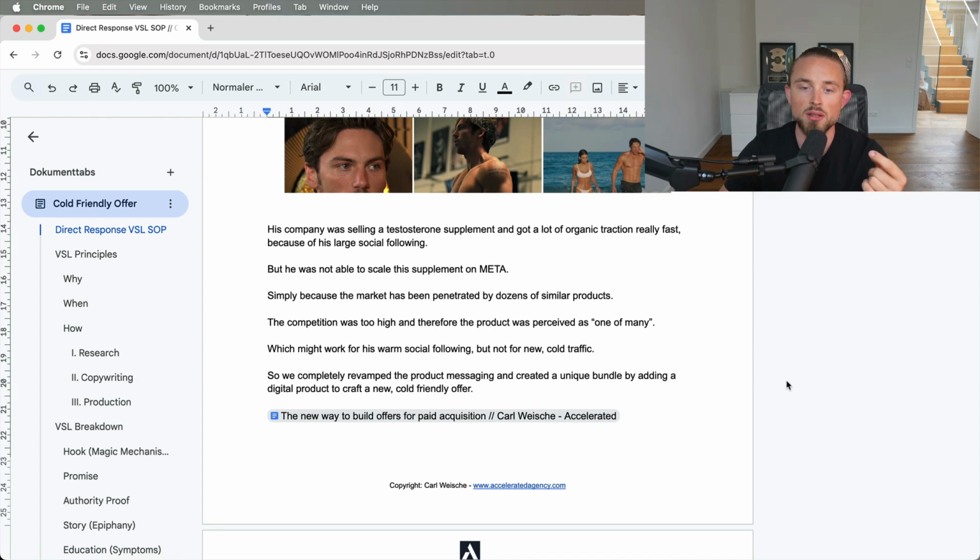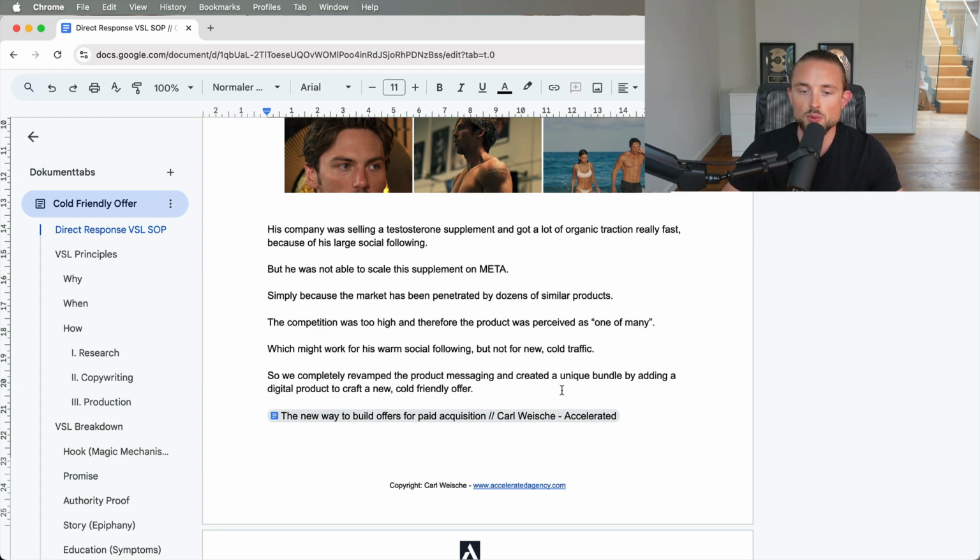But he wasn't really able to scale the supplement on Facebook and Instagram ads, right? Simply because the market has been penetrated by dozens of similar products. If you go into the Facebook ad library right now, you're going to find thousands of competitors selling some form of variation of a testosterone supplement. Now, it really worked well on this organic following, right? But not really for cold traffic.